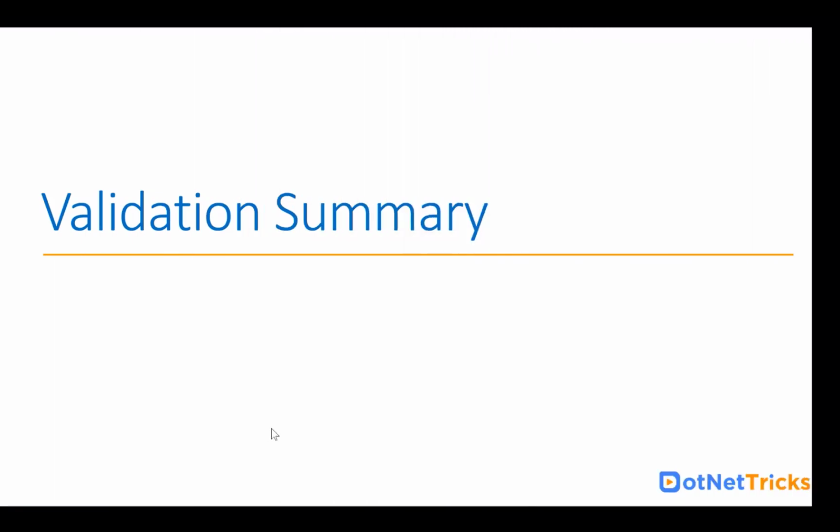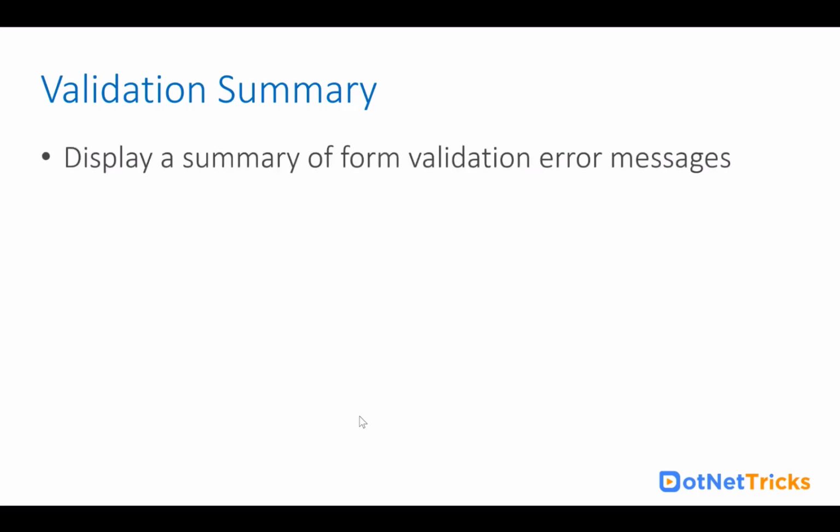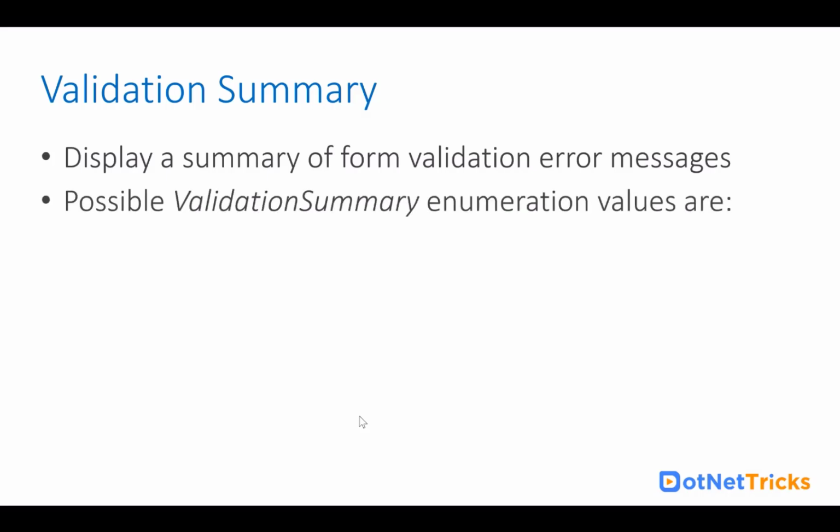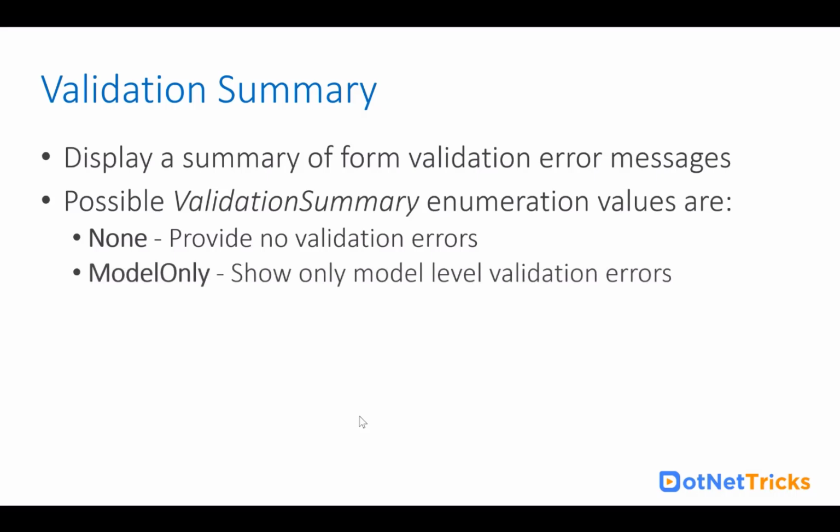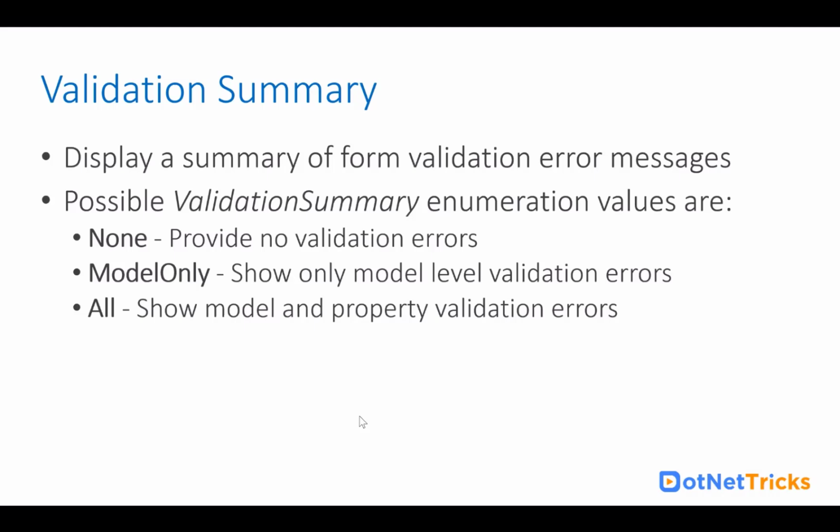Validation summary. Validation summary is used to show the summary of error messages corresponding to an HTML form. The validation summary has an enum, and the possible values are None, which will not display any error message; ModelOnly, which will show only model level validation error messages; and All, which shows both model and property level validation errors.